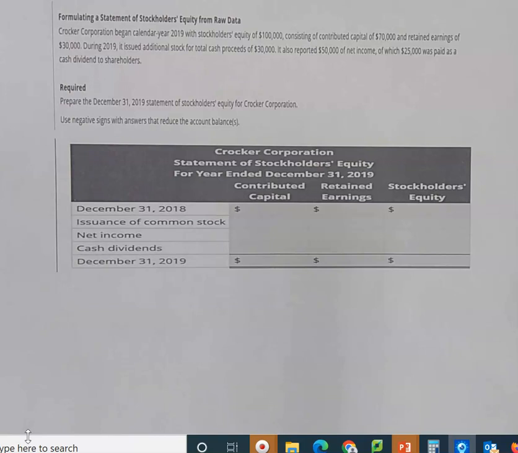So we're going to use that information to update and formulate a statement of stockholders' equity. So we have talked a little bit about the statement of retained earnings, and this is the statement of stockholders' equity. And the statement of stockholders' equity is actually a better financial statement than the retained earnings statement, because it basically has a retained earnings statement embedded within it.